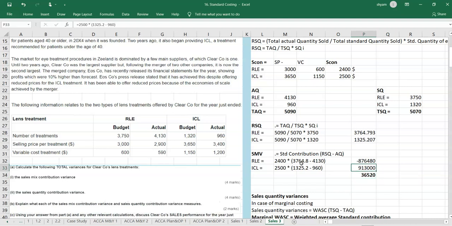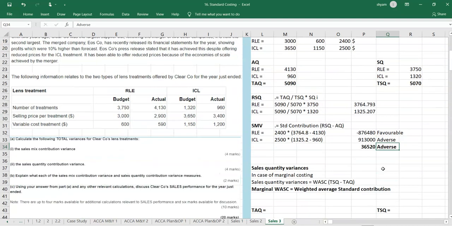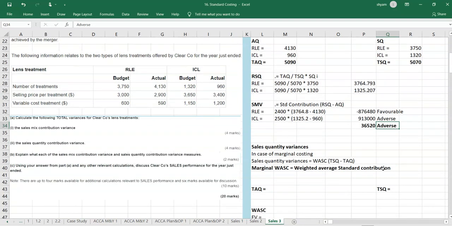Let's check whether it's favorable or adverse. They should have sold 1325, but they have sold 960. That is a really bad thing. They have done something really bad, so it is adverse here. So this is over. Comments and all we'll see later.